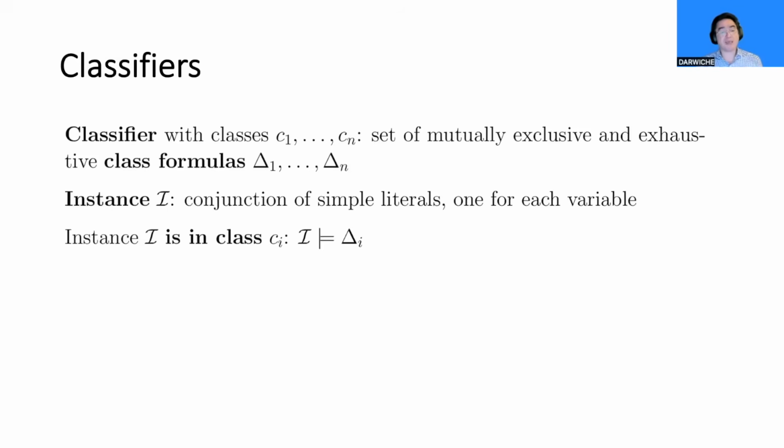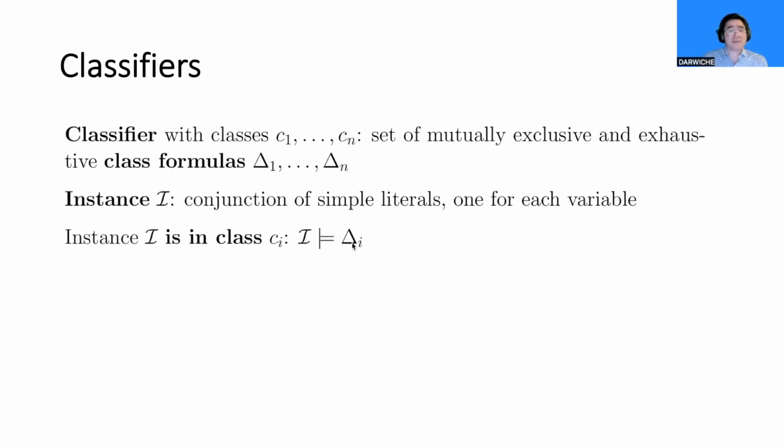But since we're on it, and now we have a clear syntax, we will say that a classifier with these classes is simply a set of mutually exclusive and exhaustive formulas that we will call class formulas. And now an instance formally is defined as a conjunction of simple literals, one for each variable. So an instance simply fixes the state of every variable. And we will say that an instance I is in a particular class if it implies the corresponding class formula.